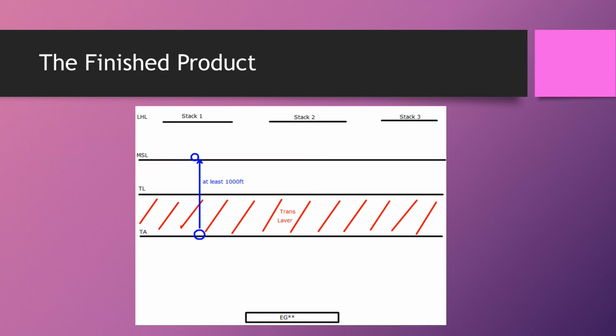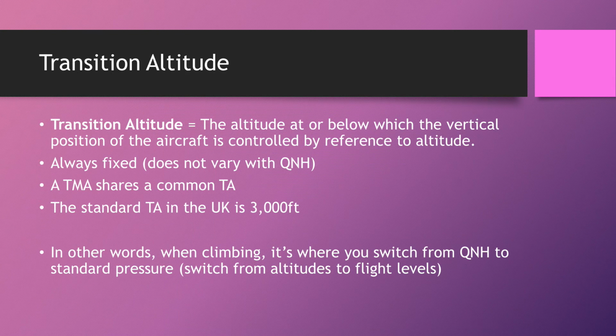So that's basically what we're working towards by the end of this video. By the end of it, you should be able to understand each of those lines and explain exactly what they mean. So we're going to start with the bottom line, which is the transition altitude. The transition altitude is defined as the altitude at or below which the vertical position of the aircraft is controlled by reference to altitude. It's fixed, so it doesn't vary with QNH.